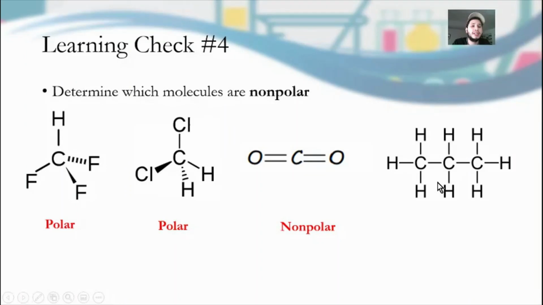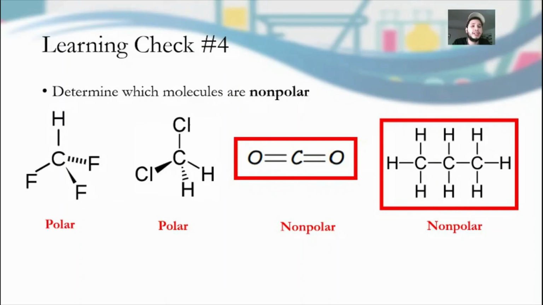Alright, let's focus on the last molecule. So I have C3H8. This molecule is known as propane, I think. Or it's butane. I don't remember. Alright, so in this molecule, I have a bunch of bonds. So I have this CC bond. Remember that a bond is nonpolar if it's bonded to the same element. So this bond is nonpolar. This bond is also nonpolar. Let's look at other bonds, CH bonds. I have a lot of those. I have 8 CH bonds, and all of them are nonpolar. So this whole molecule itself has no polar bonds. Therefore, this molecule has to be nonpolar. So the answer is these two molecules, the CO2 molecule and the C3H8 molecule.